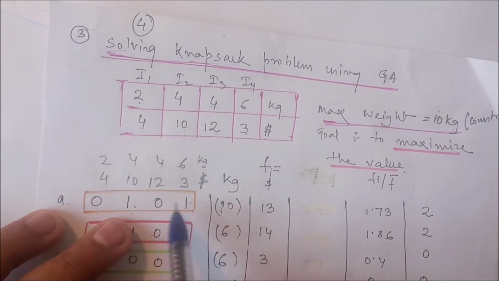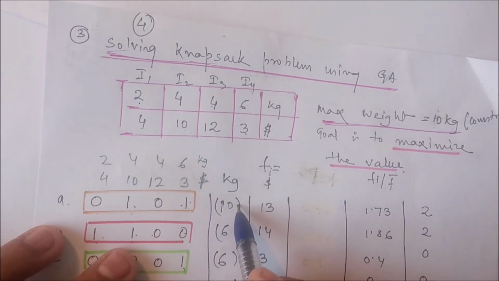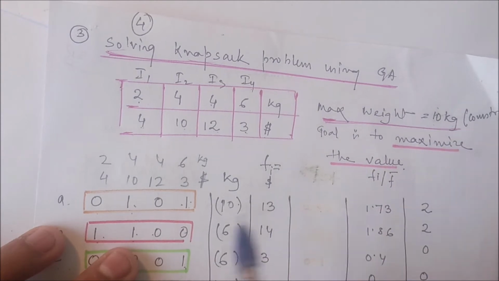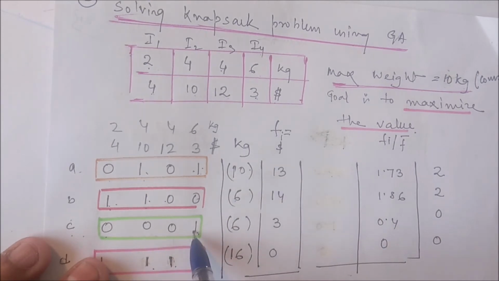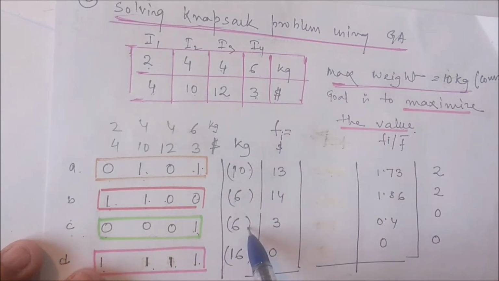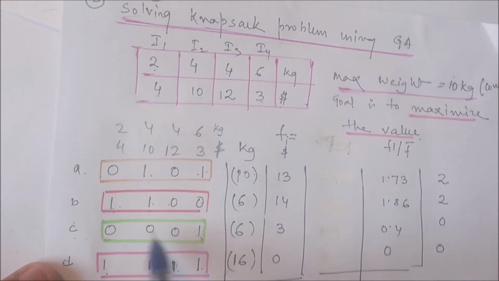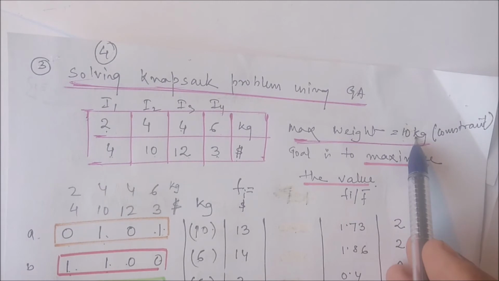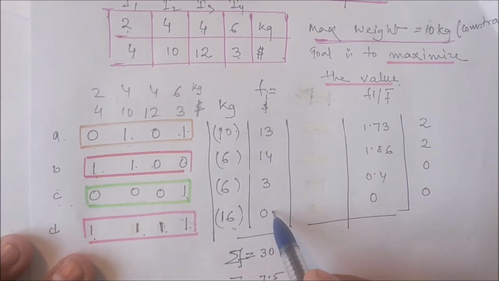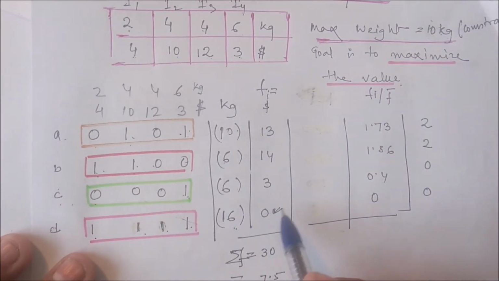Now we can calculate the weights. If you select these 2, total weight will be 10 kilograms, so it is inside this 10 kilogram constraint. Here it is 2 plus 4, 6 kilograms, no problem. Here it is 3 plus 3, 6 kilograms, no issue. But if you add all the weights for this particular chromosome, it will be 16 kilograms, which is more than 10 kilograms. That's why the value we assume should be 0. 0 means it is not possible, because maximum we can carry 10 kilograms. So 16 we cannot carry, so definitely we have to eliminate this particular chromosome.